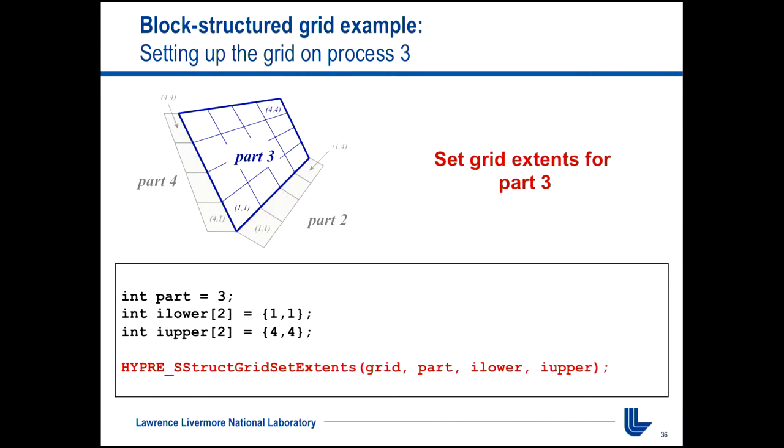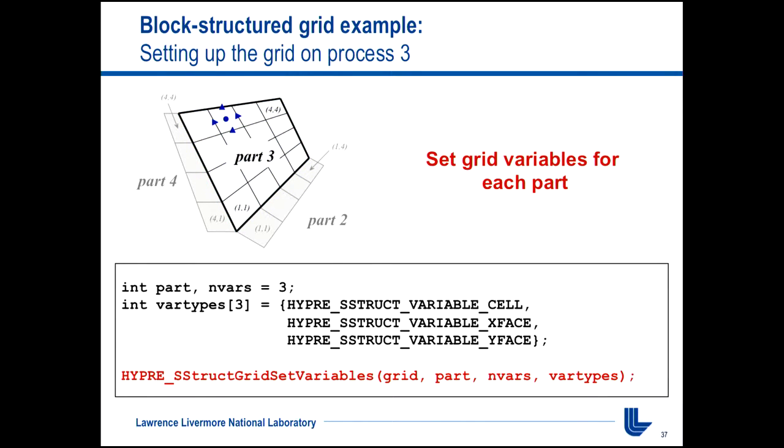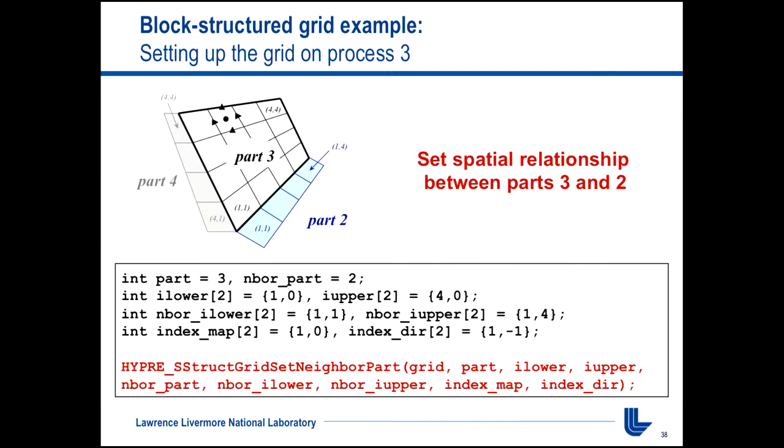And then you have to tell it the variables that live on the grid. So in this case, I've got cell, X face and Y face variable types. And at this point, what I've got is a bunch of structured grids that are completely independent of each other. One way to describe a relationship between them is this set neighbor part call, which, for example, here's the call down here, but what it really does is it describes this blue box in terms of 2 different index spaces, one for part 3 and one for part 2. And it also describes any kind of coordinate transformations that happen in the process.